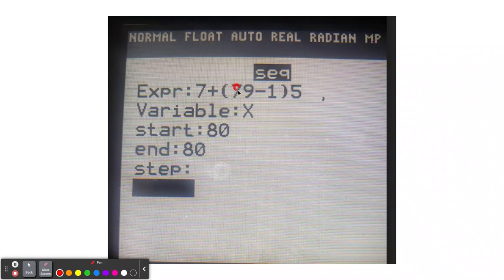Remember, it's the 80th term we're trying to find. So we're doing 80 minus 1. And of course, we will get 79 from that. So we plug all this in. X is our variable. And we're just trying to find the 80th term. So the start is 80. The end is 80. I mean, you could put the start of any term you want. If you want to put it from 1 to 80, it'll give you all the terms all the way to 80. But we just want to know the 80th term. So then you go over here and it's paste. Just hit enter. You got to hit enter twice, and you'll see that your answer is 402.